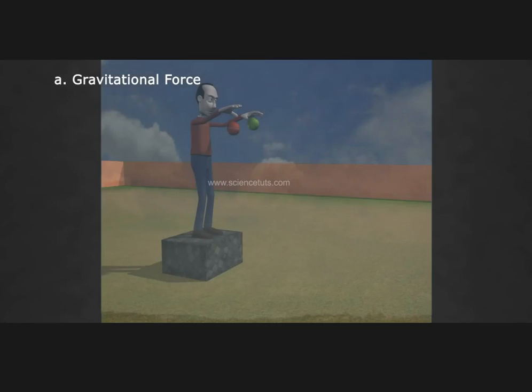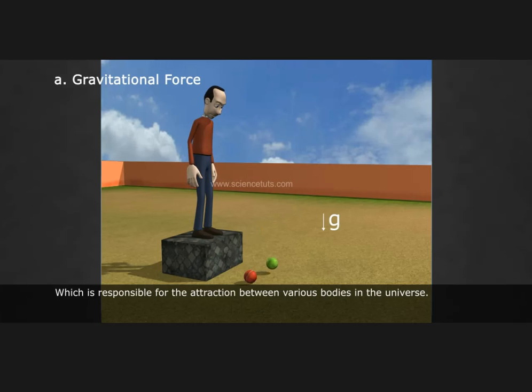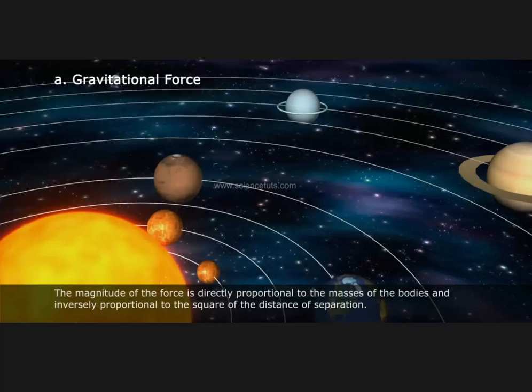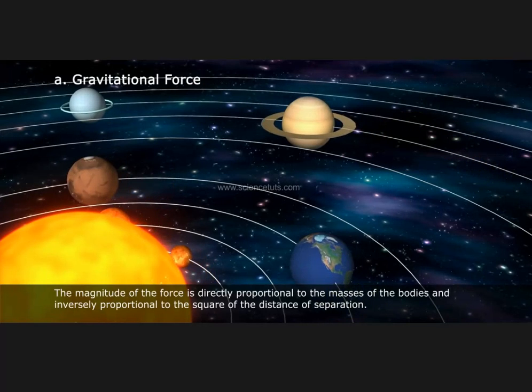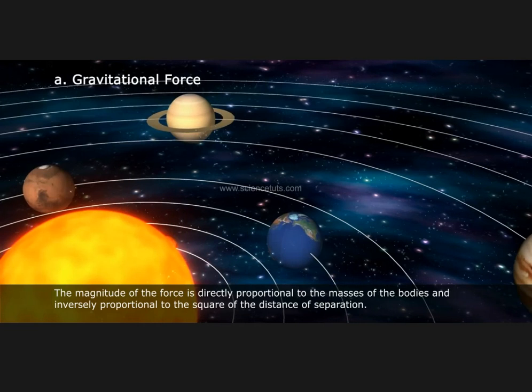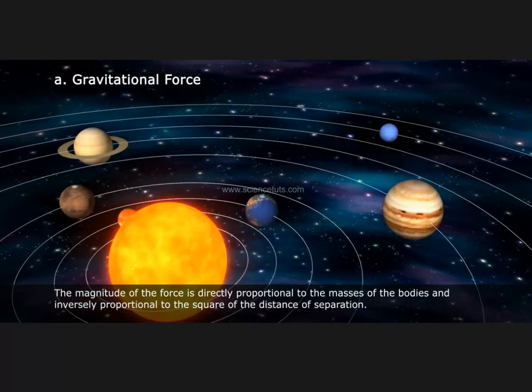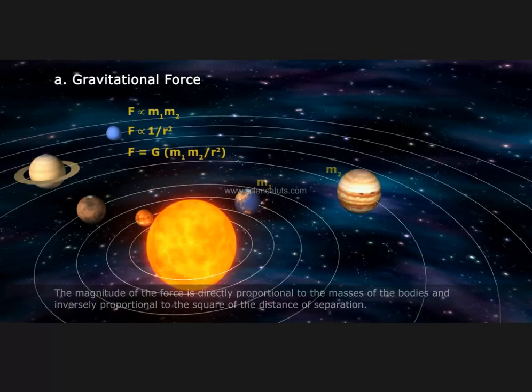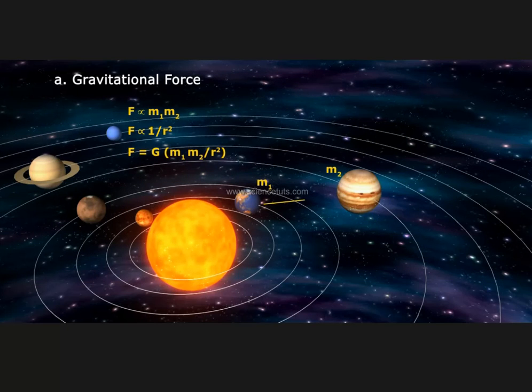A. Gravitational force, which is responsible for the attraction between various bodies in the universe. The magnitude of the force is directly proportional to the masses of the bodies and inversely proportional to the square of the distance of separation. F is directly proportional to m1 m2, and F is directly proportional to 1 by r square. Therefore, F is equal to G into m1 m2 by r square.